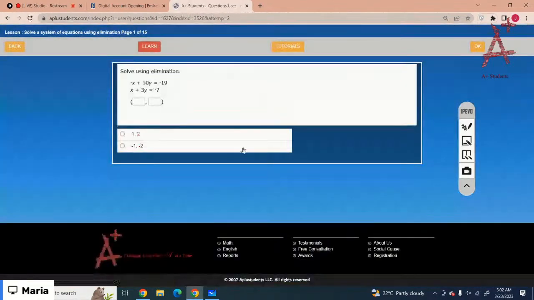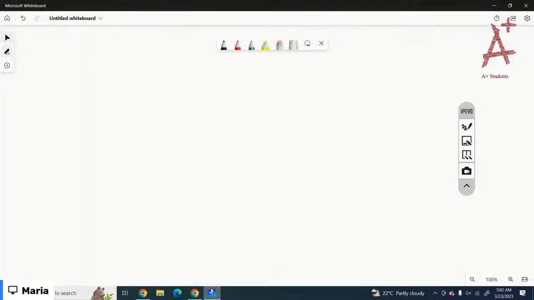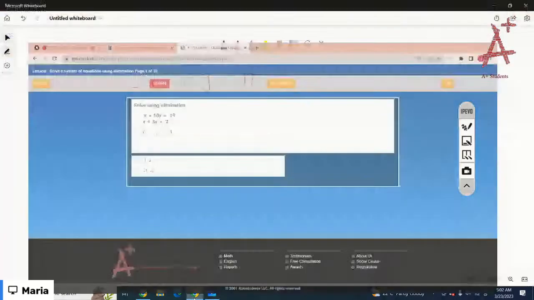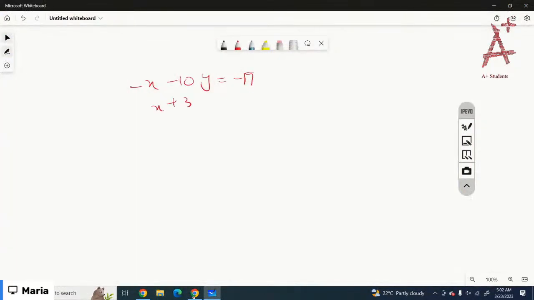Let's start with negative x plus 10y equals negative 19. We already did this method in the last lesson. The second equation is x plus 3y equals negative 7. You have to eliminate one of the variables. You can eliminate by either adding or subtracting the equations. Here you have x and here you have negative x. That means you can eliminate x by adding both the equations.